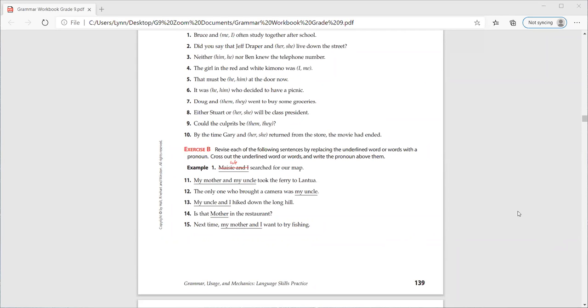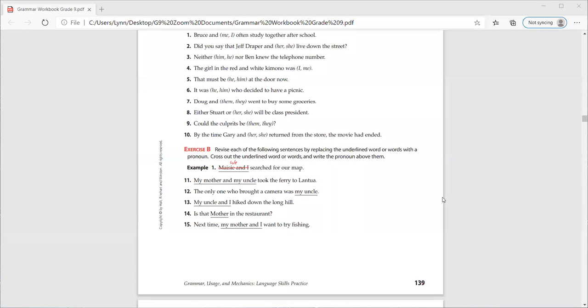Instead of saying my mother and my uncle took the ferry to Lantau, you're going to cross that out and write a pronoun. Can you see it, Ahmed? Can you hear me, Ahmed? Yes, miss. All right, read the sentence. My mother and my uncle took the ferry to London.